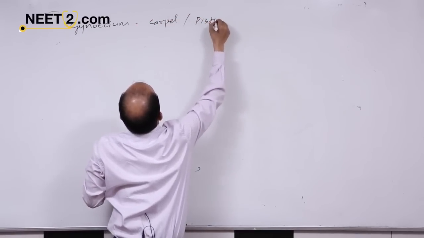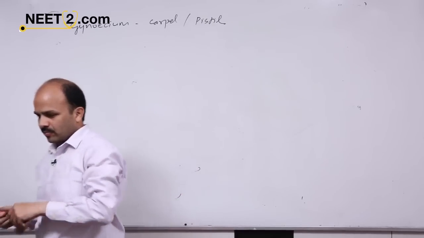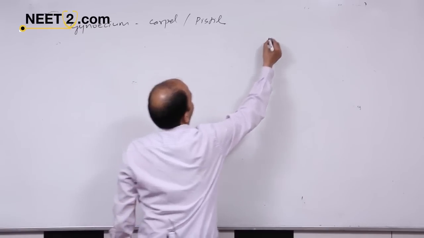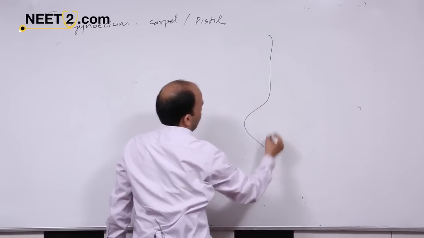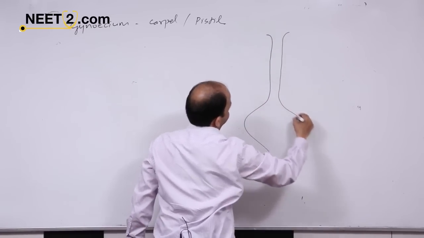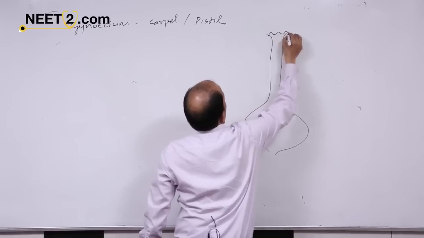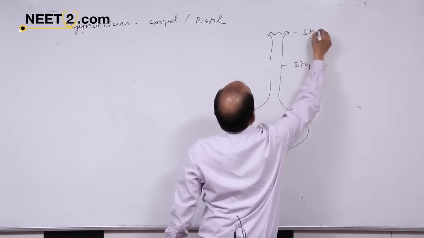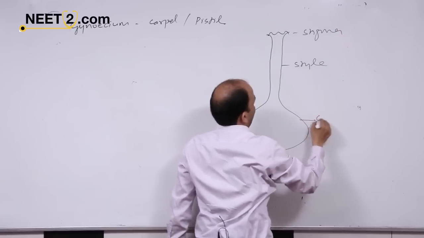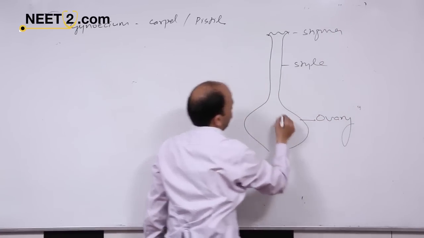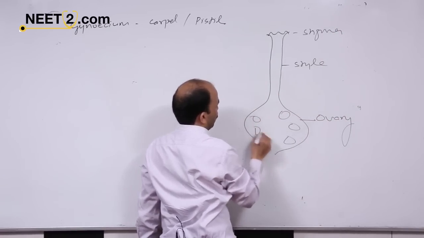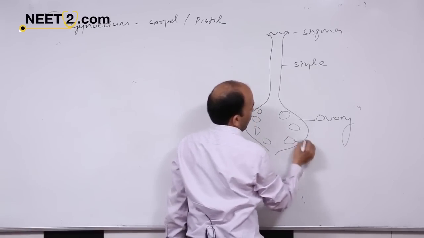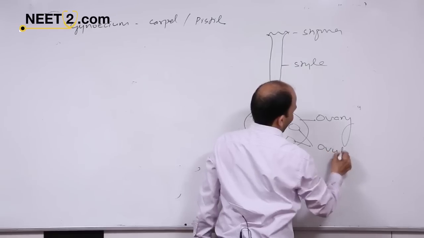Carpel or pistil. The structure of the pistil will be like this. The elongated structure is the style. The uppermost part is the stigma, and the lower part is the ovary. Inside this ovary you will find the presence of ovules. Ovules are attached to the placenta, and that is why the arrangement of ovules is called placentation.